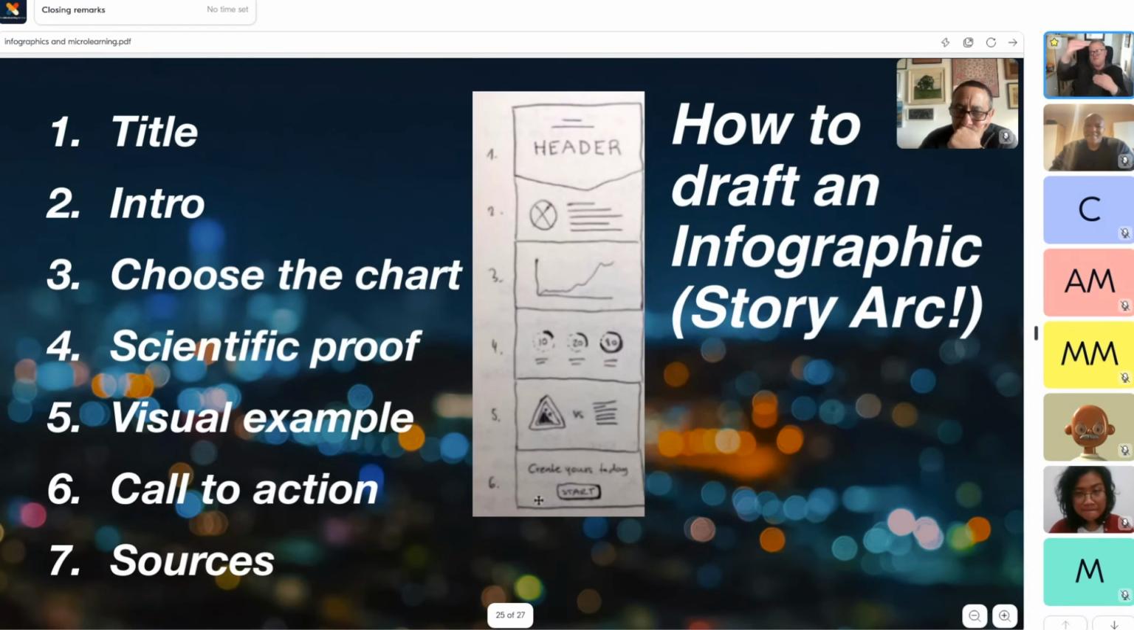So it's all about how you make your story and make your point. So you can do that graphically. If you want to make a point to your learners about something, what's the title? What's the thing you're talking about? Choose a chart that grabs them, some scientific proof, which you can use some data, a visual example, call to action, and away you go. That was my go at that. So that's about using a story.